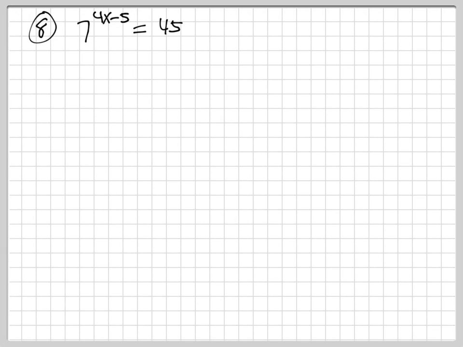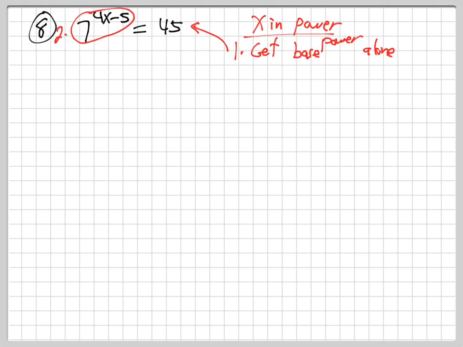So you know the steps. What do we do when x is in power? Step 1, you get the base to the power piece alone. It already is. This is the base to the power. If there was like a 2 in the front or something like that, we'd have to get rid of it. But the base to the power is already alone. Step 2, ln both sides.